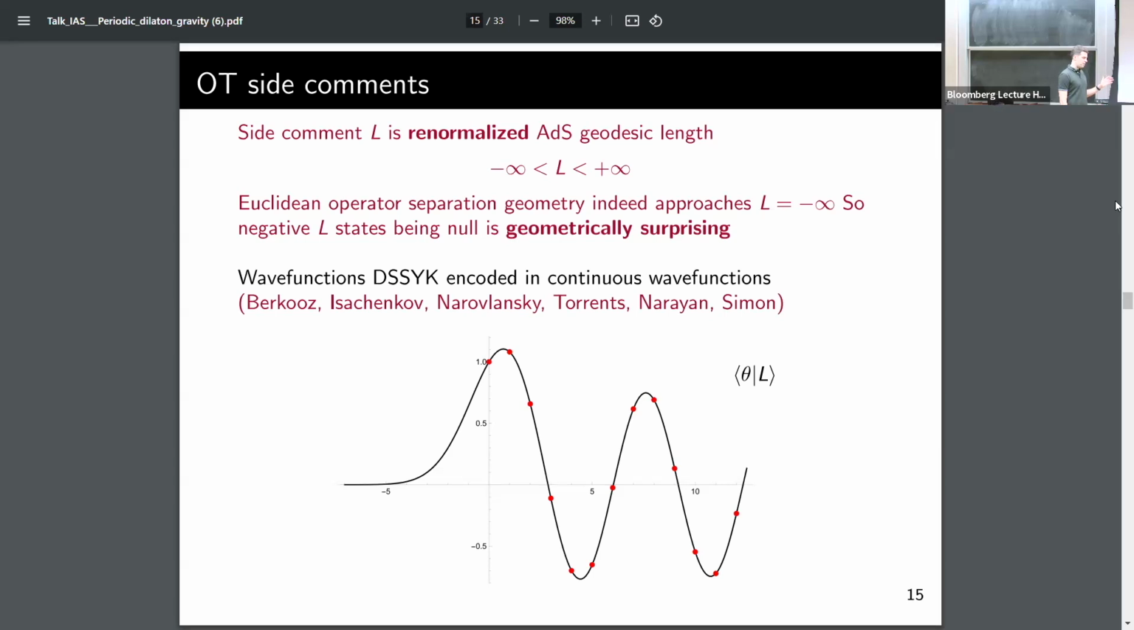Therefore, negative L is not a priori unphysical. And in fact, for instance, in JT and other dilaton gravities, negative L is very important and contributes tremendously to the partition function. So this is a highly non-trivial constraint.